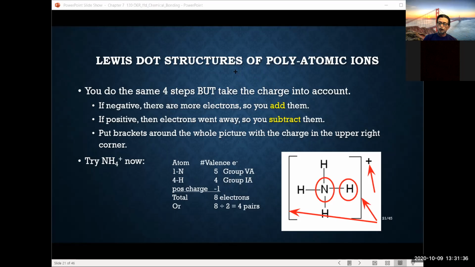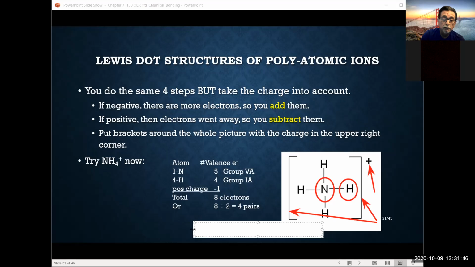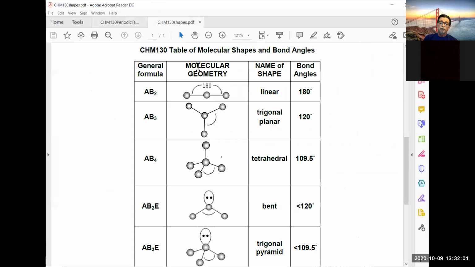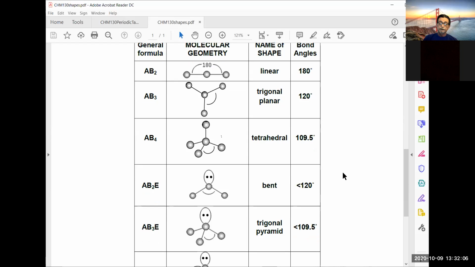Now, can we use the general formula? Sure we can, because it would tell us the geometry. Our general formula here would be AB, subscript 4. There are no lone pairs on nitrogen, but there are 4 hydrogens. So with that information, we can go back to the shapes table and look for AB4, which is our standard tetrahedral configuration, or name of the shape.